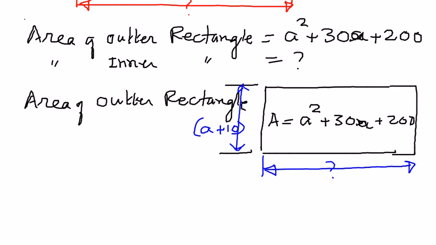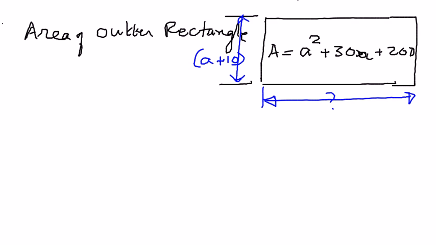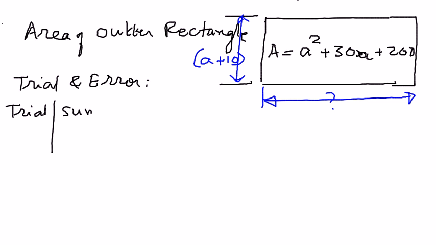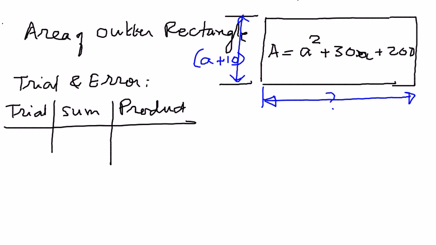So to do that, we're going to factor the trinomial and then figure out what that side is going to be. So to do that, we're going to follow the trial and error process. So in the trial and error process, we want to pick two numbers, the sum of which will be equal to the middle term, and the product of the same two numbers should equal the last term. So we'll see what those numbers are going to be.